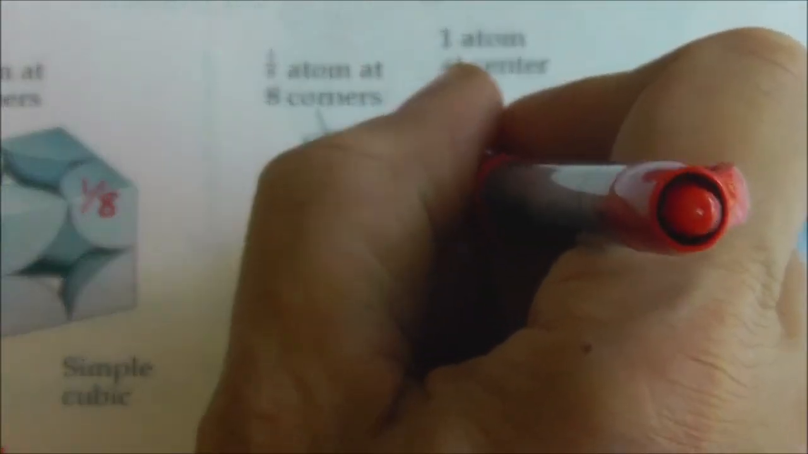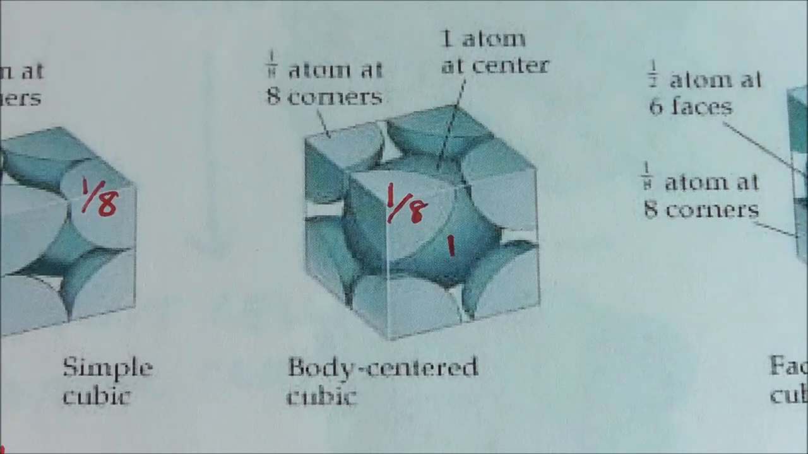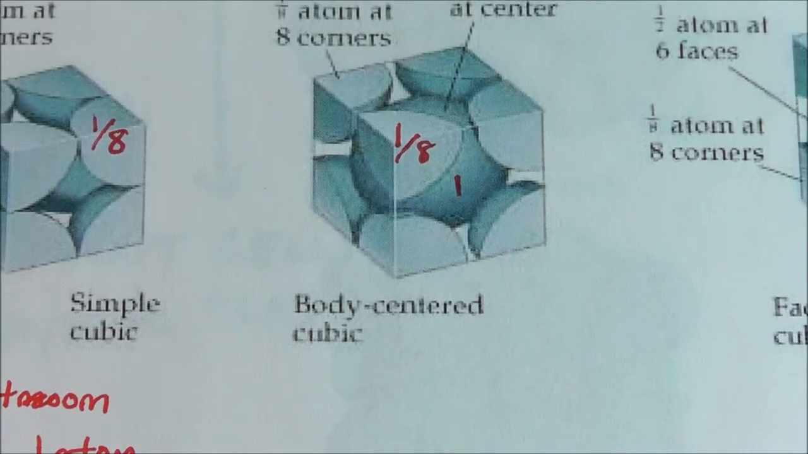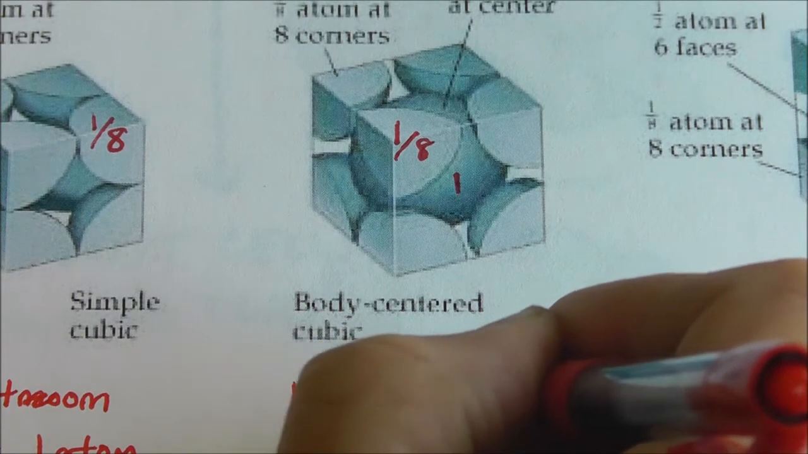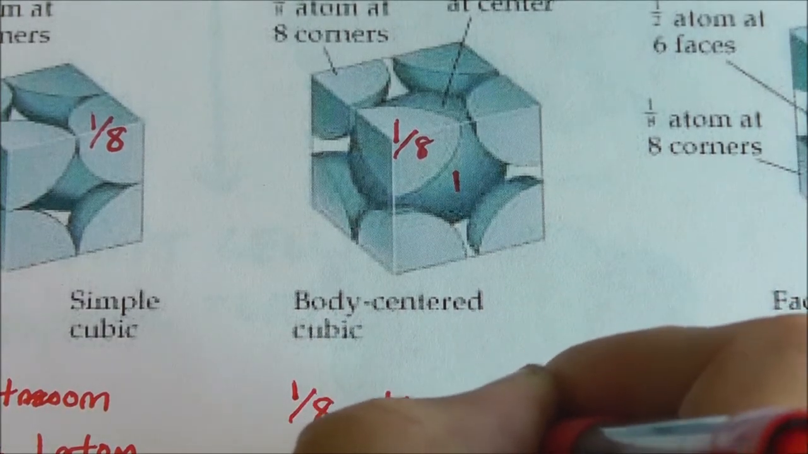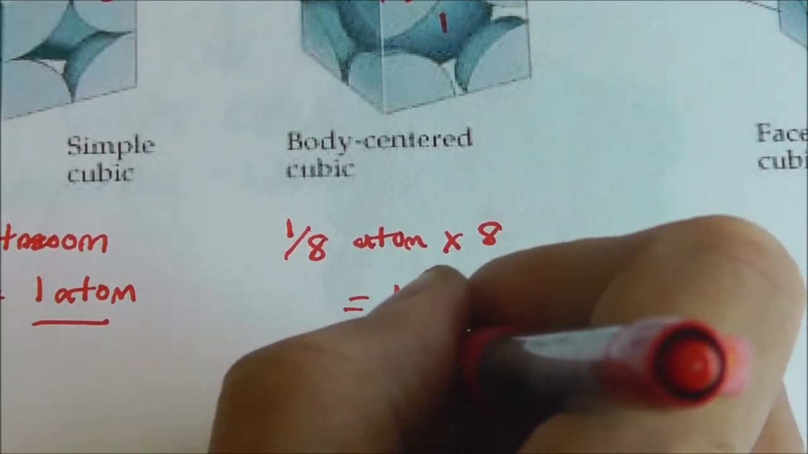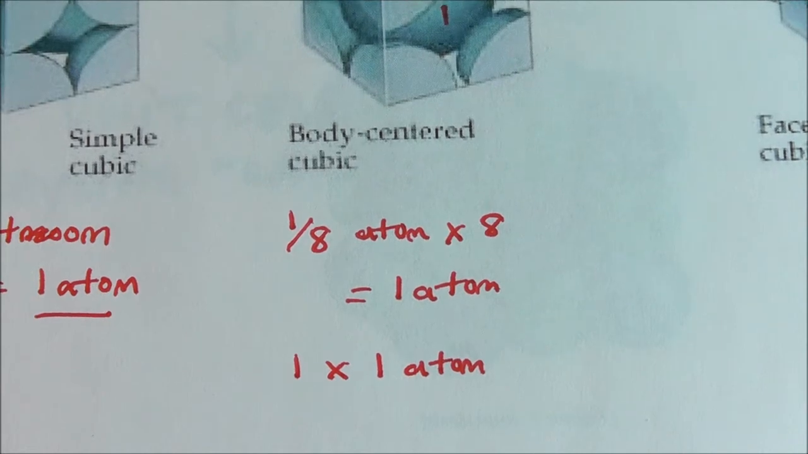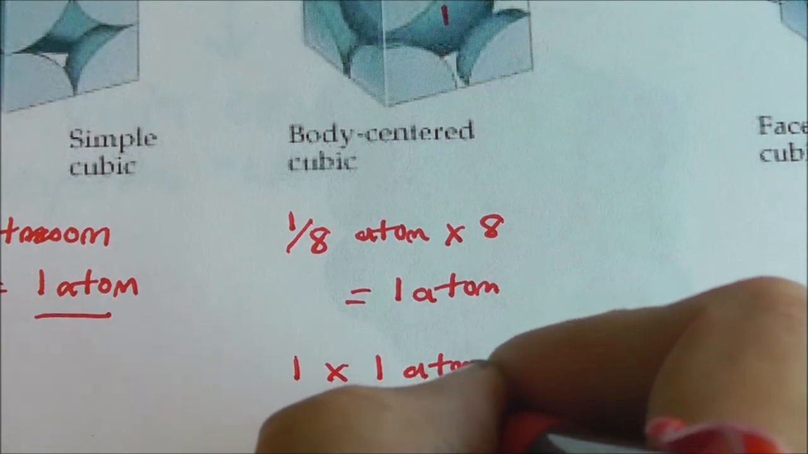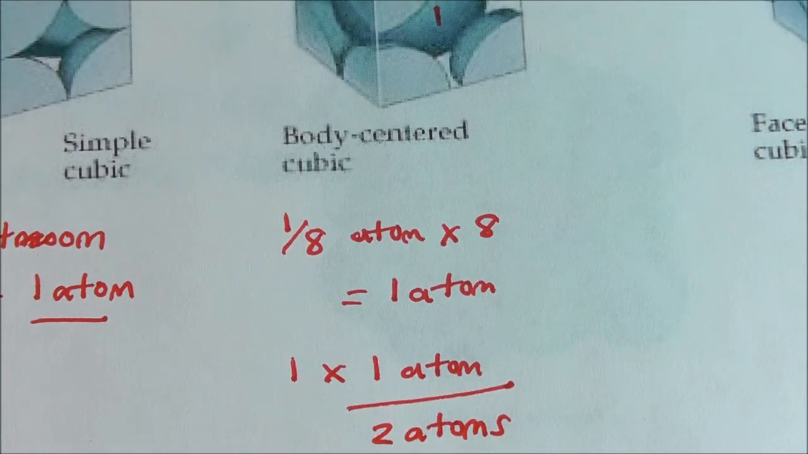We've got 8 corner atoms. So those are worth an 1/8, but you see there's 1 whole atom encompassed completely in the unit cell. So just like with simple cubic, we've got 1/8 atom times 8 is 1 atom there. And then we've got one body. So we call these corner atoms, and then we call that a body atom. And so you've got one atom plus one atom. There are two atoms in a body-centered cubic unit cell. And there always will be.